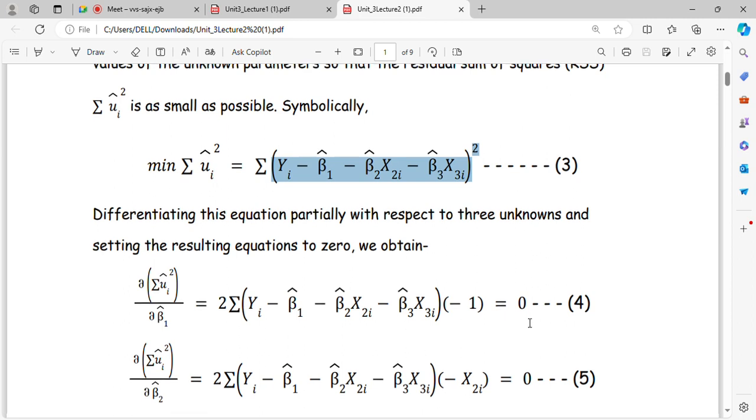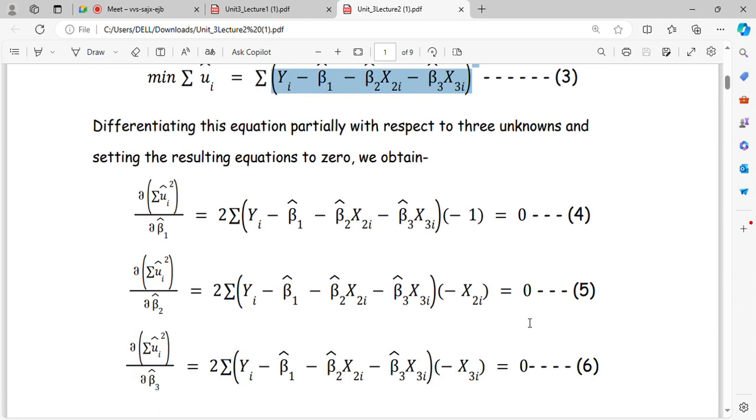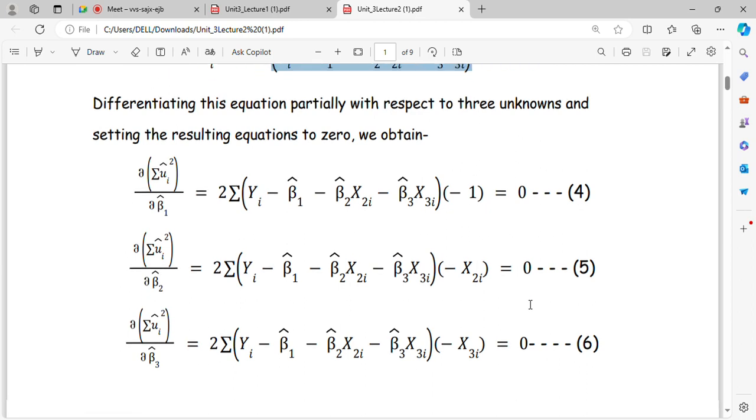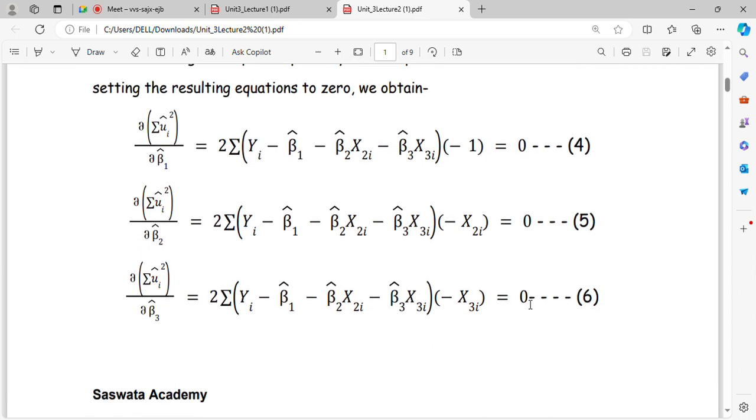Understood? Yes. Similarly, del summation ui hat square by del beta 2 hat is basically 2 summation yi minus beta 1 minus beta 2 hat x2i minus beta 3 x3i, and since the coefficient of beta 2 hat was x2i with negative, that's why minus x2i must be equal to 0. Similarly, equation 6, del summation ui hat square by del beta 3 hat is equal to 0. Similarly, we are getting equation 6.